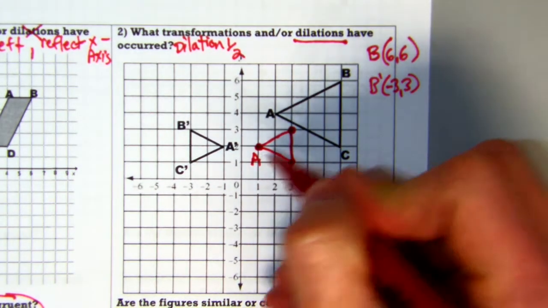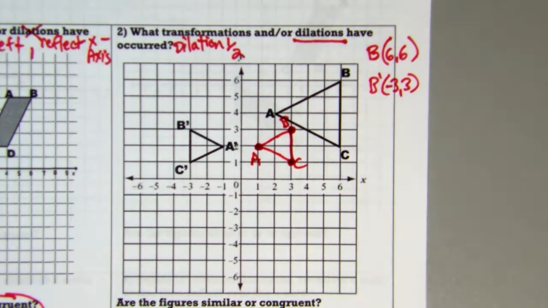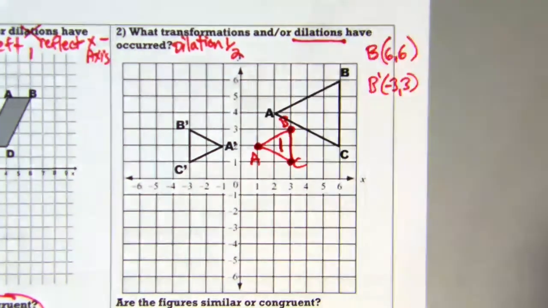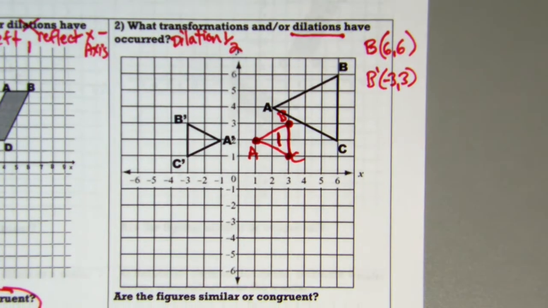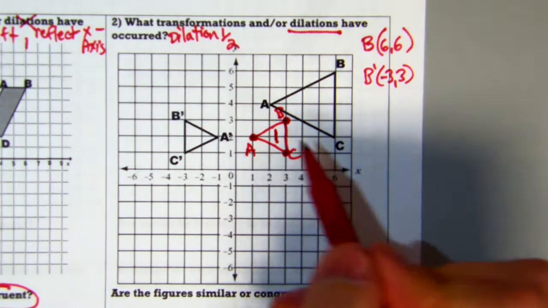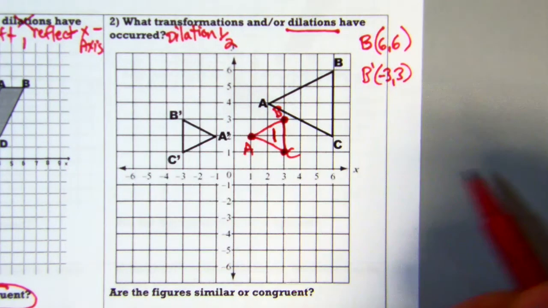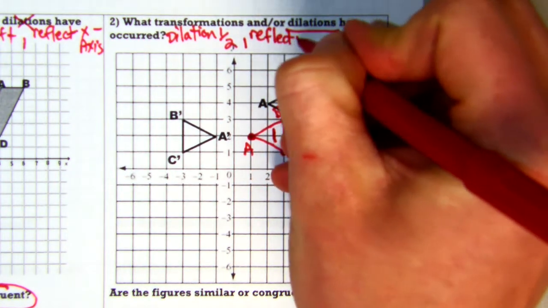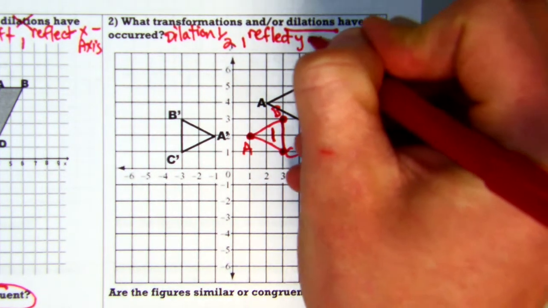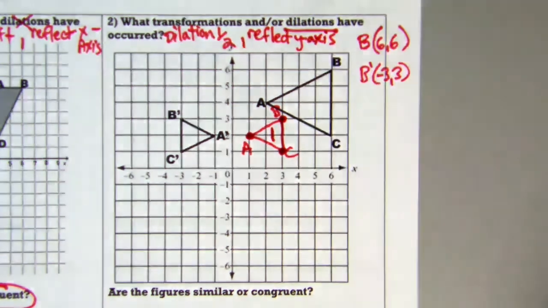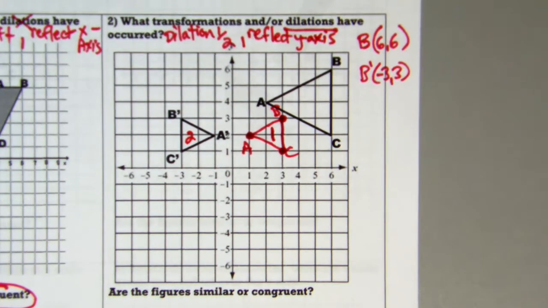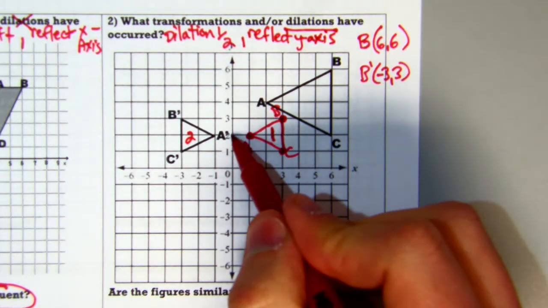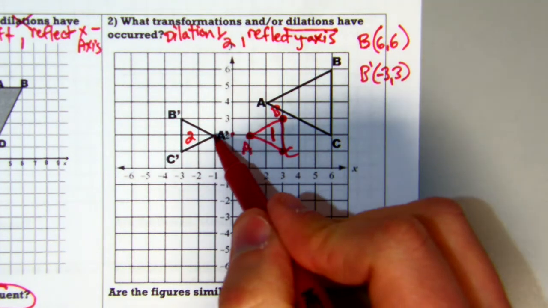And I can even label my points here too. So that's my first transformation. Put a 1 there just to keep track of it. Now I notice that it looks like all I'm doing here is I'm reflecting on the y-axis. For my second transformation, A goes 1 to the y-axis and then back over 1.